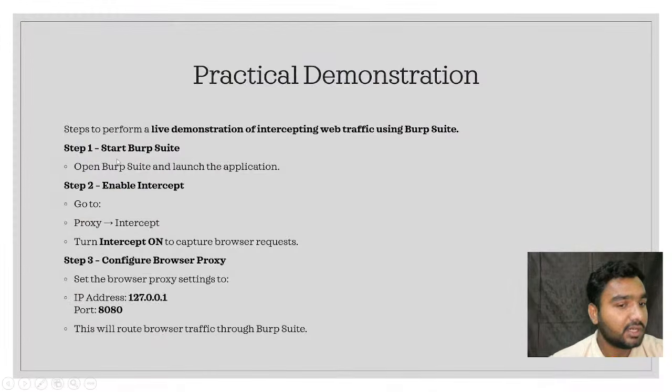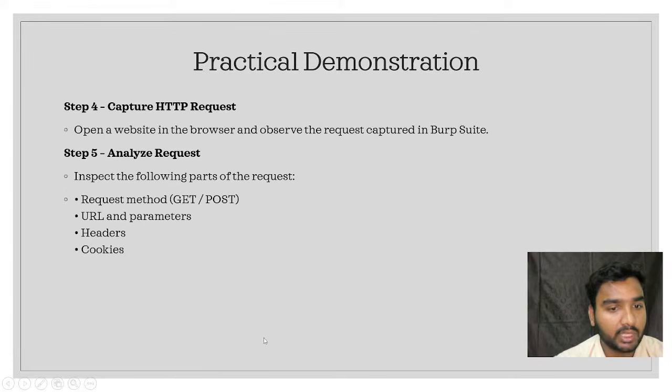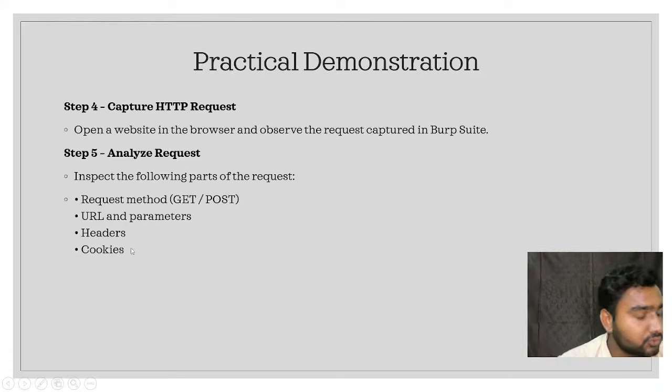We have done all the things. We have started Burp Suite, enabled intercept, and turned on intercept capture. We have captured requests through intercept and configured the browser proxy, which routes all the traffic. We captured the HTTP request by opening a website in a browser and observing the request in Burp Suite. Step 5, we have analyzed the request, inspecting the following parts. We just discussed the GET and POST methods, URL and parameters, header and cookie. Okay.